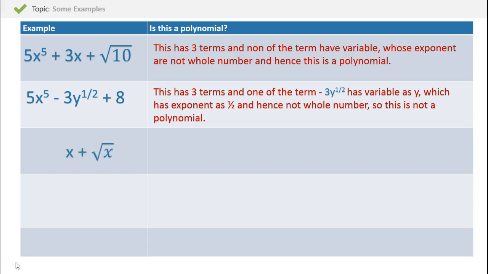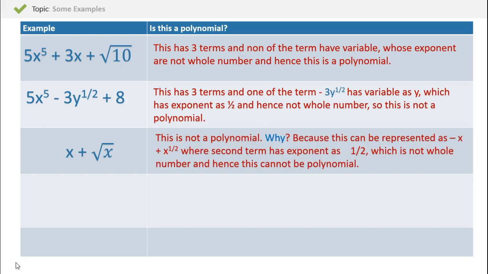Let's look into another example. x plus square root of x. Is this a polynomial? The answer is no, because the square root of x is x to the power 1 by 2, which is not a whole number.